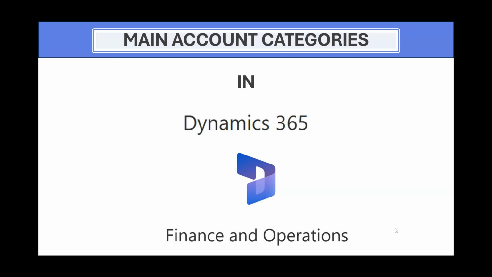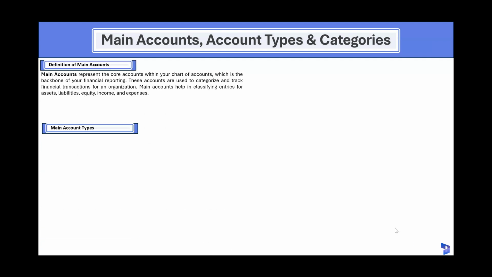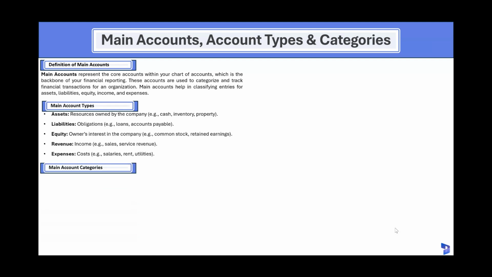My name is Ola, and we're going to be talking about main account categories in D365 F&O. How do you create main account categories? Recall that in the last video we talked about main accounts and main account types, where we discussed assets, liability, equity, revenue, and expense. Now we are taking our journey to main account categories.